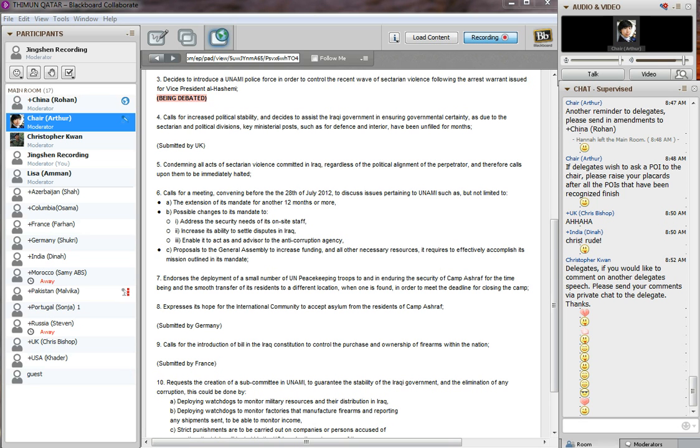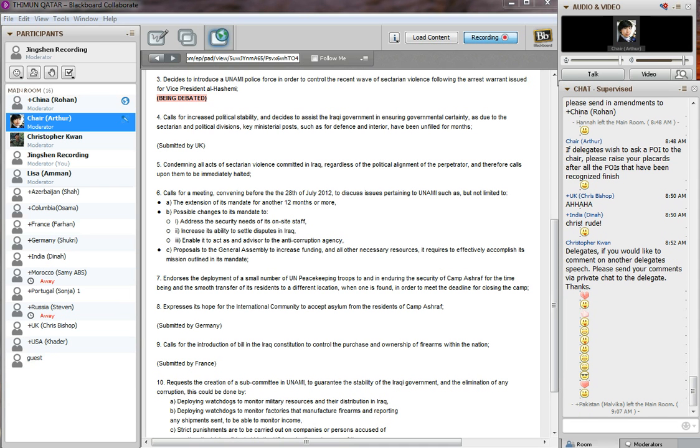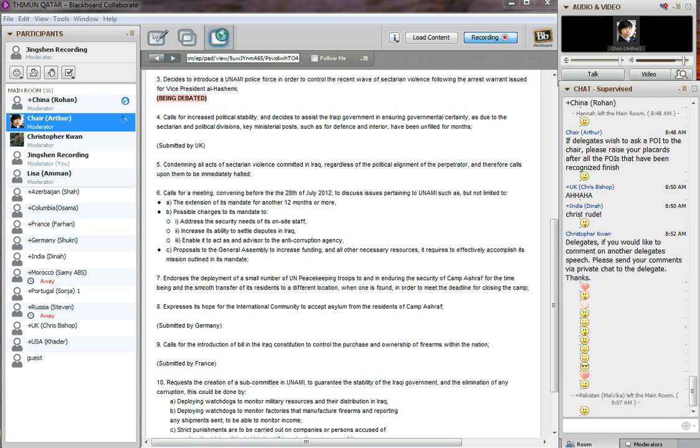Subclause 2, increase its ability to settle disputes in Iraq. Subclause 3, enable it to act as an advisor to the Anti-Corruption Agency. Subclause C, proposals to the General Assembly to increase funding and all other necessary resources it requires to effectively accomplish its mission outlined in its mandate. The Chair sets a close debate time of 5 minutes for and 5 minutes against. Delegate, you now have the floor.